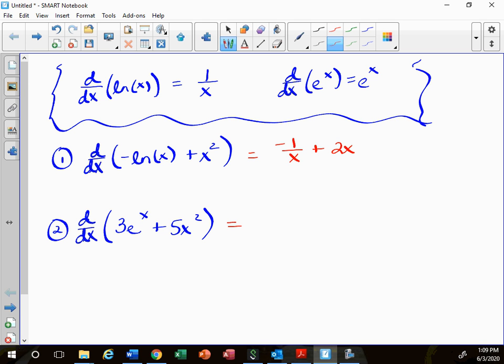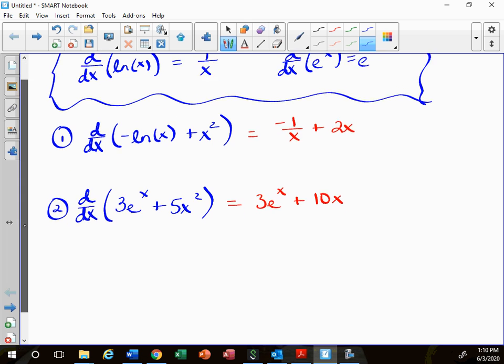Okay, so derivative of e to the x is e to the x, and we have the coefficient of 3. Just like with power rule, that coefficient is still going to be there. So first part, the derivative of 3e to the x is 3e to the x, okay? Then it's just power rule for the second part, so we would get plus 10x.